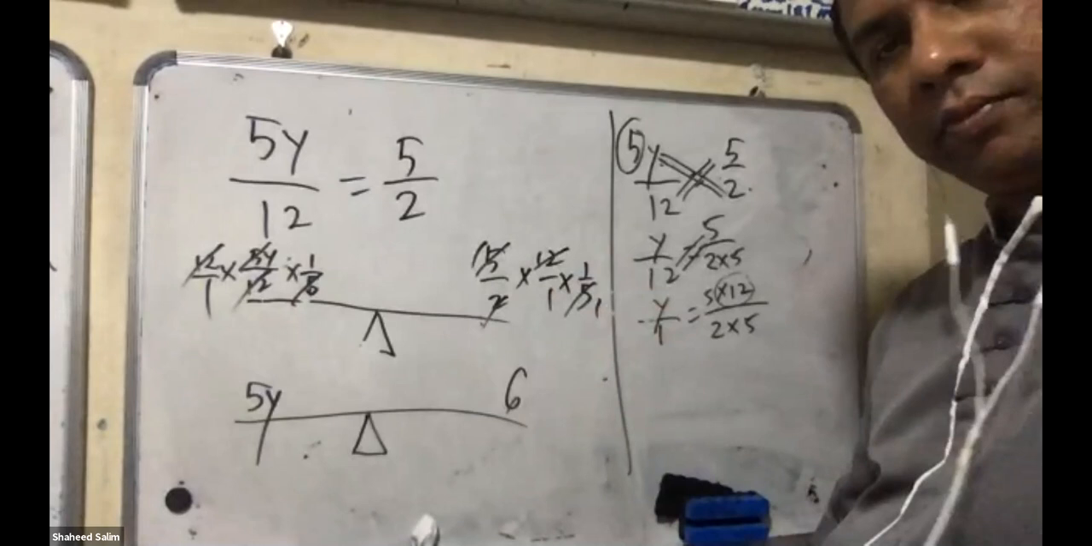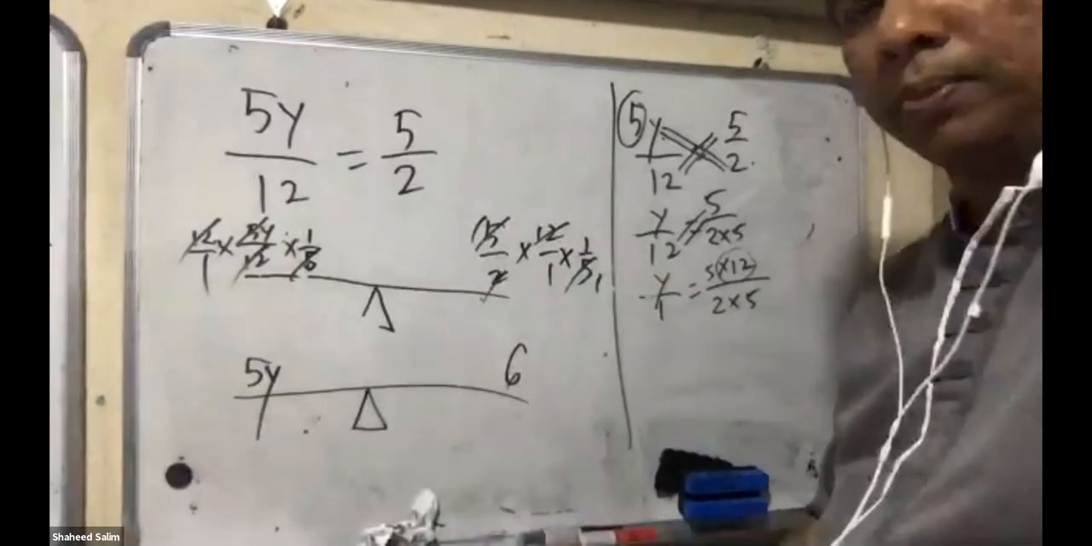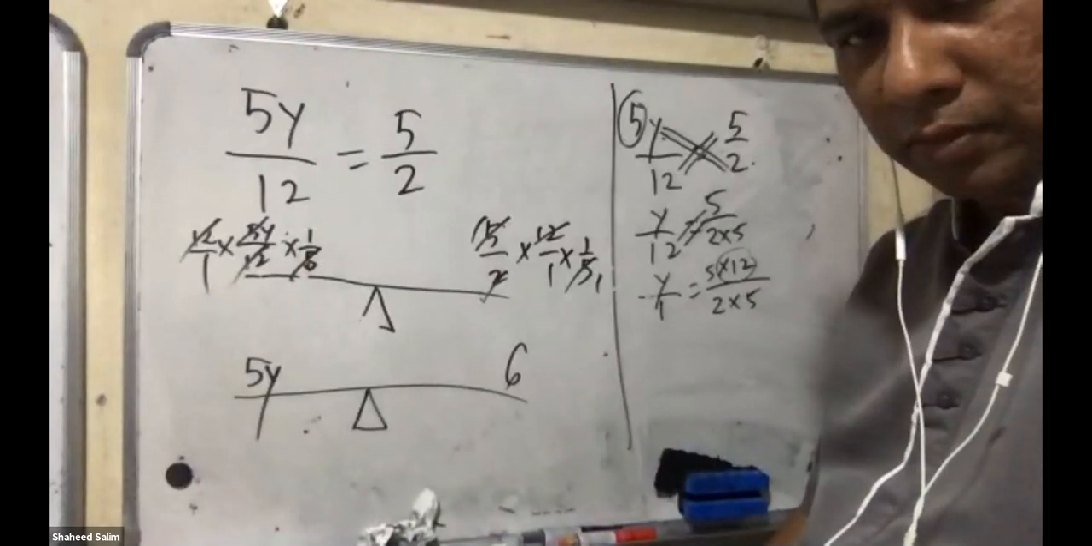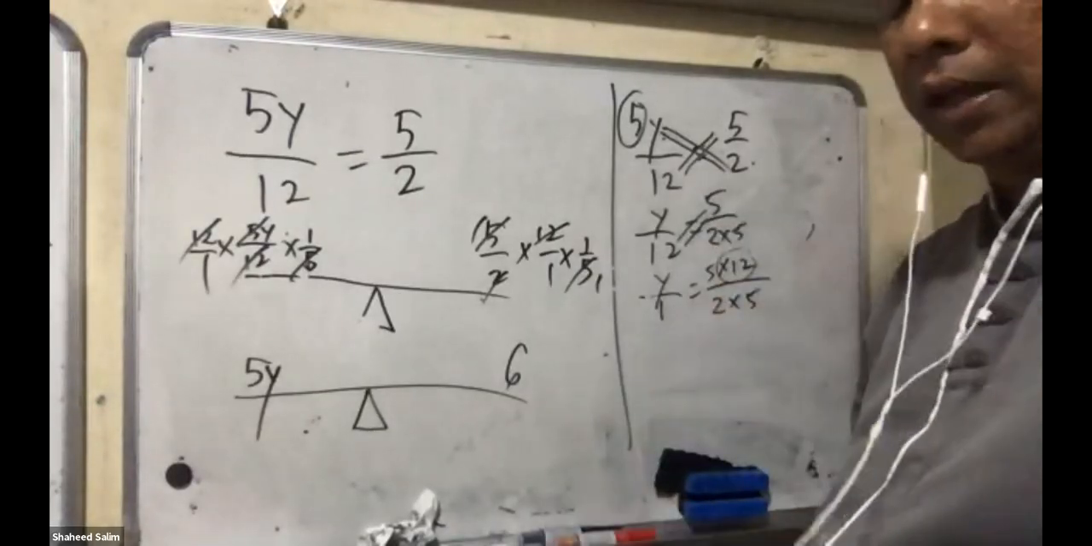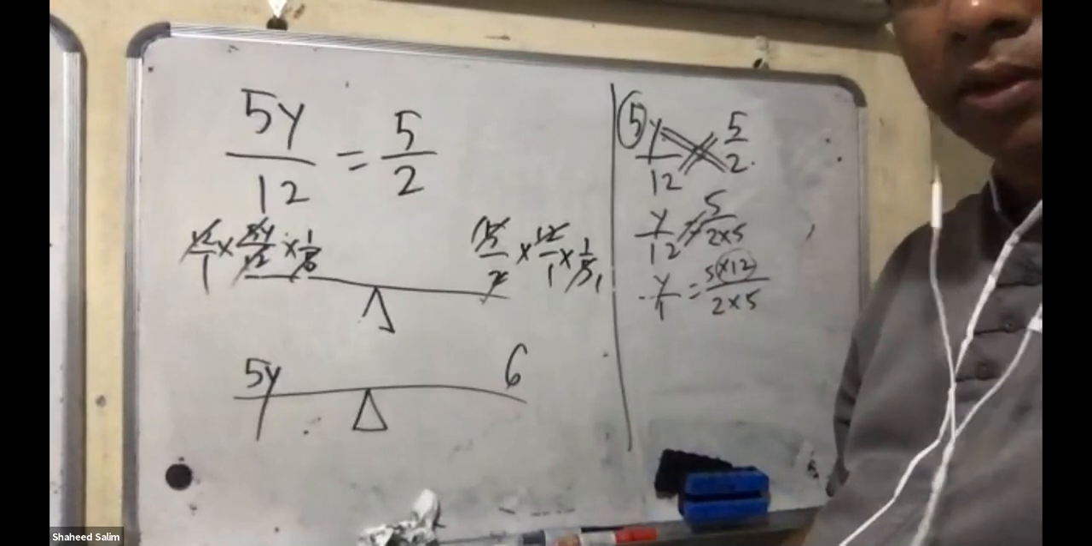Which one do you prefer? You prefer the earlier explanation, or this seesaw method? Which one you prefer? The one on the right. The one on the right. You prefer this one? If you prefer this one, okay, then you can use this, not a problem.